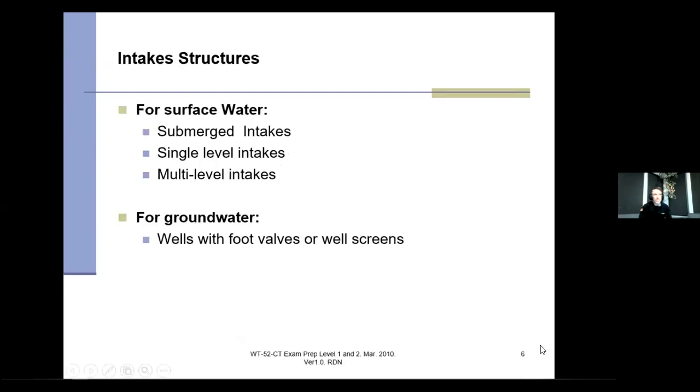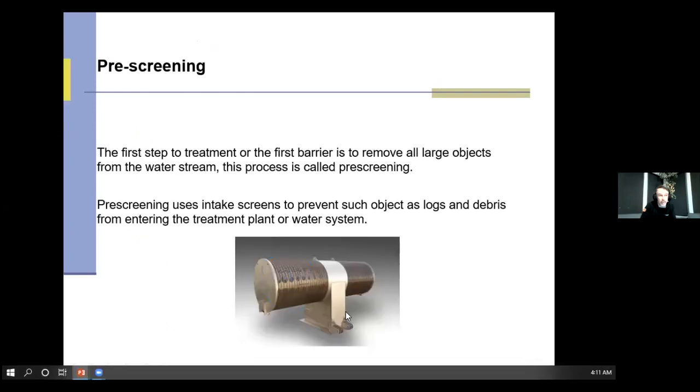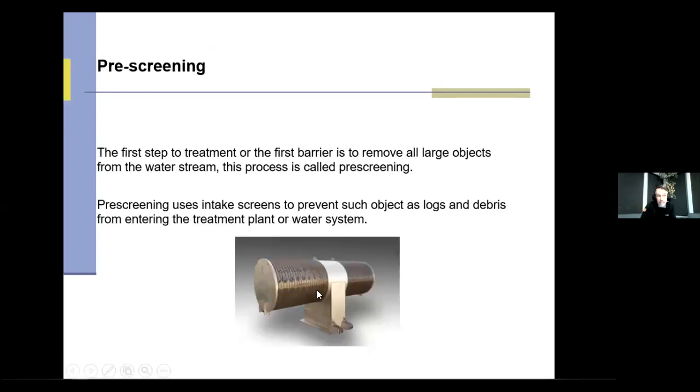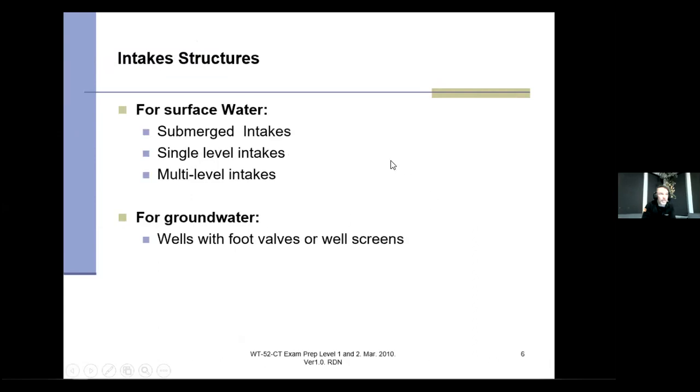Again, there's a bunch of different types. For surface water, you can have a submerged intake, which is really typical. It will sit on the bottom, very similar to the one we just saw here. It'll be anchored somehow. There's two types. You can have a single level intake. So a lake that's really deep will have maybe a single, but sometimes there's multi-level.